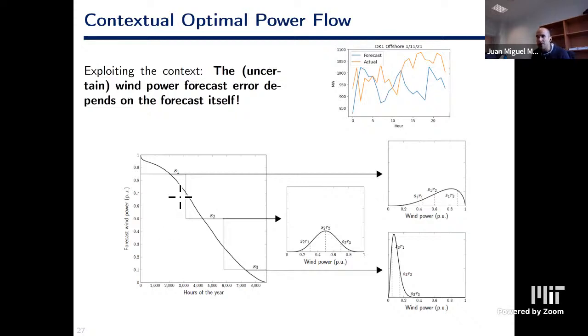As you can see on this slide, the shape of the wind power forecast error at a specific wind plant depends strongly on, and changes drastically with, the value of the point forecast itself. If the point forecast is very high, the shape is skewed in this manner. If the value of the forecast is low, then the skewness of the wind power forecast error distribution is totally the opposite. And this is the fact that we're going to exploit with this contextual optimal power flow.